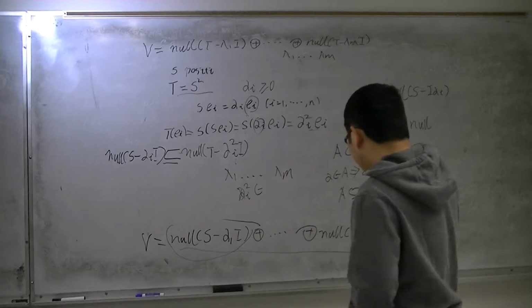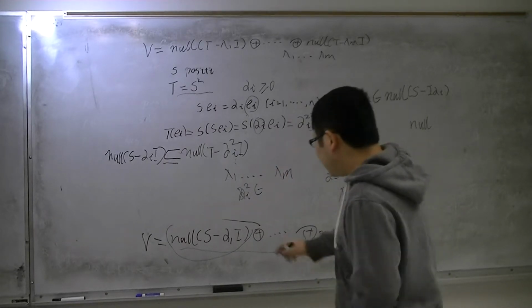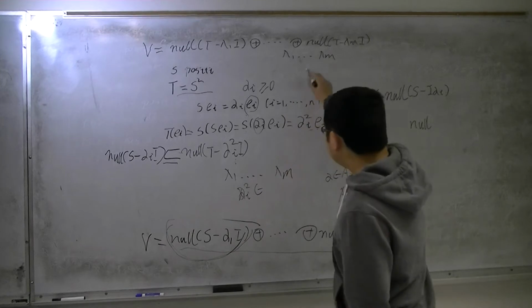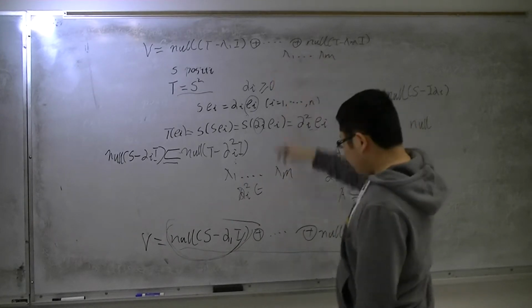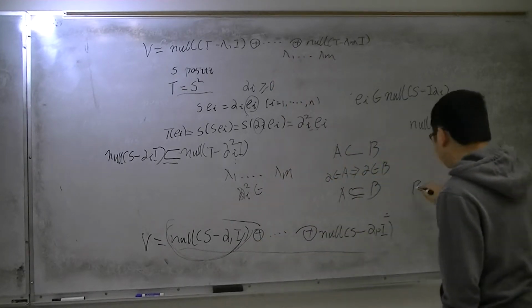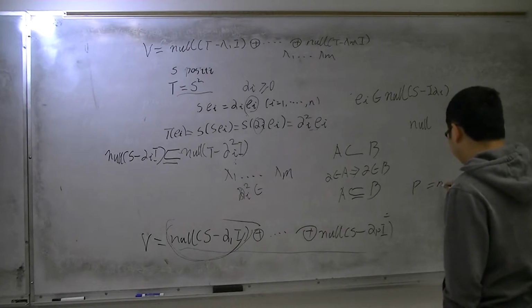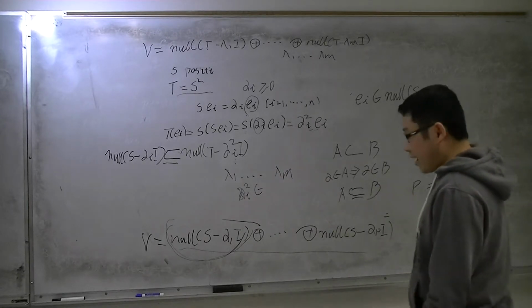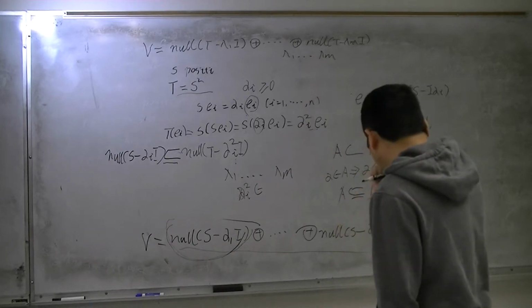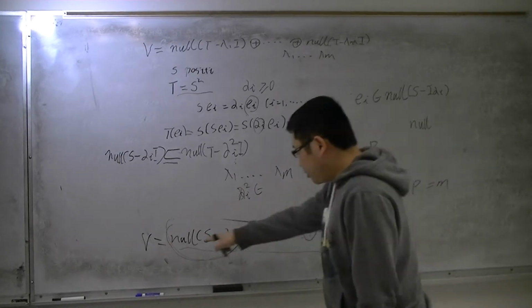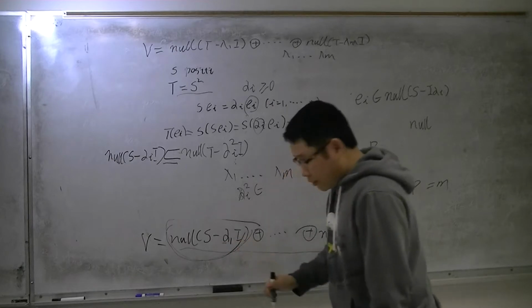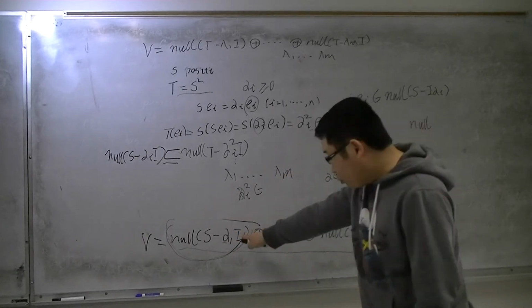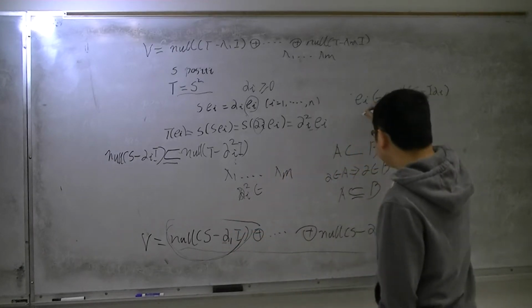So I prove that one of the spaces must be equal to this one. So P is equal to M. They cannot be unequal because they have the same dimension. So the null space vector is unique. It decomposes uniquely.